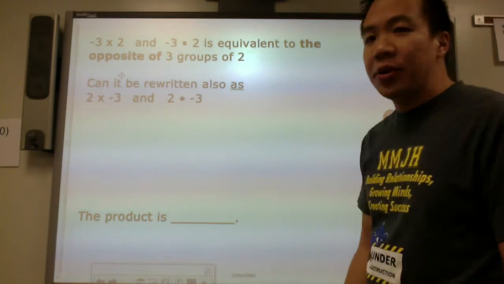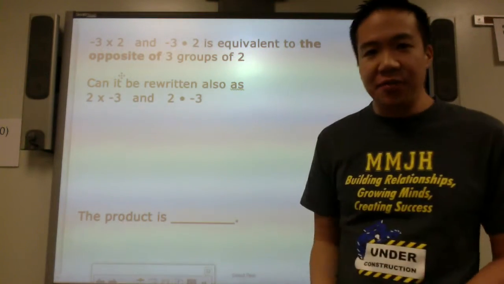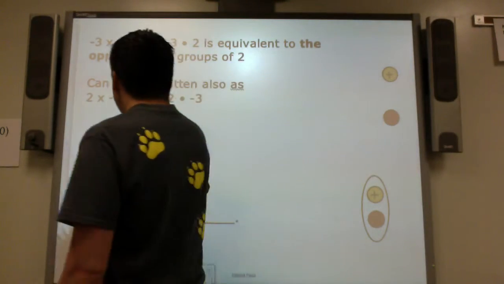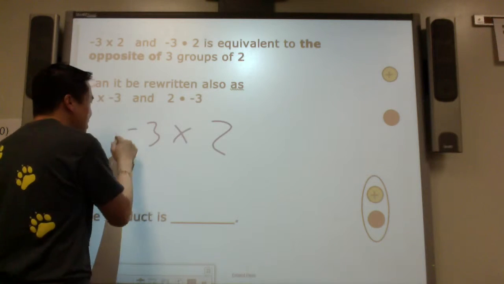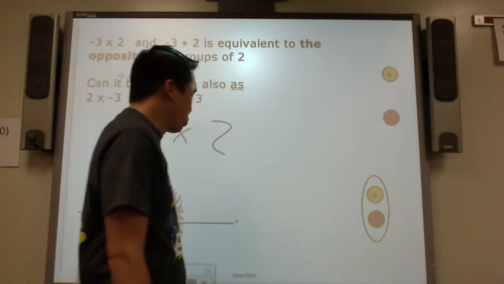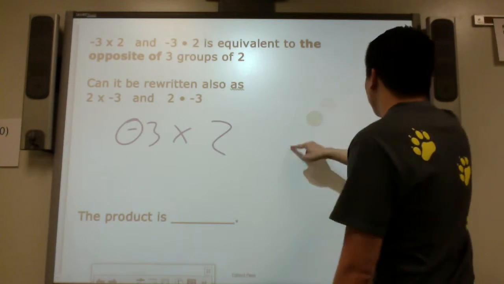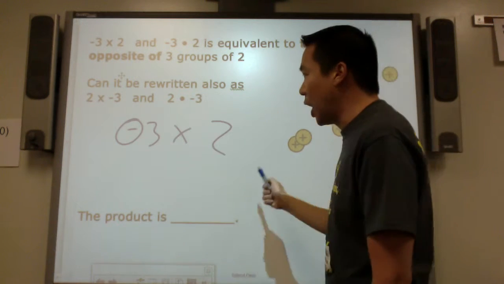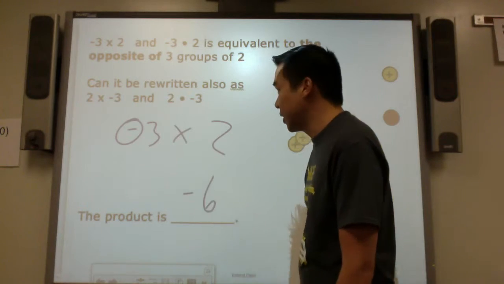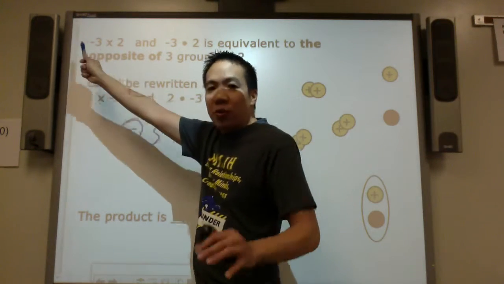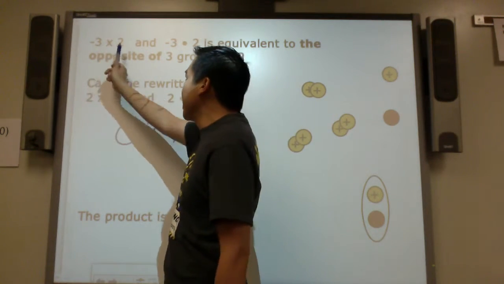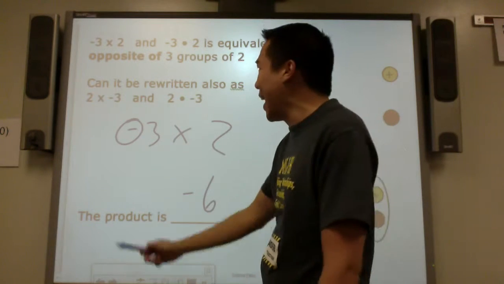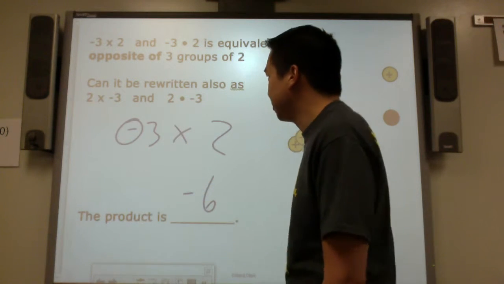So, yesterday we talked about things called opposite of. Some of you may be good at this, some of you not. Negative 3 times 2. This is the opposite of 3 groups of 2. So, you have 6. Opposite of it is negative 6. Yesterday we talked about commutative property. Negative 3 times 2. Can that be rewritten as 2 times negative 3?